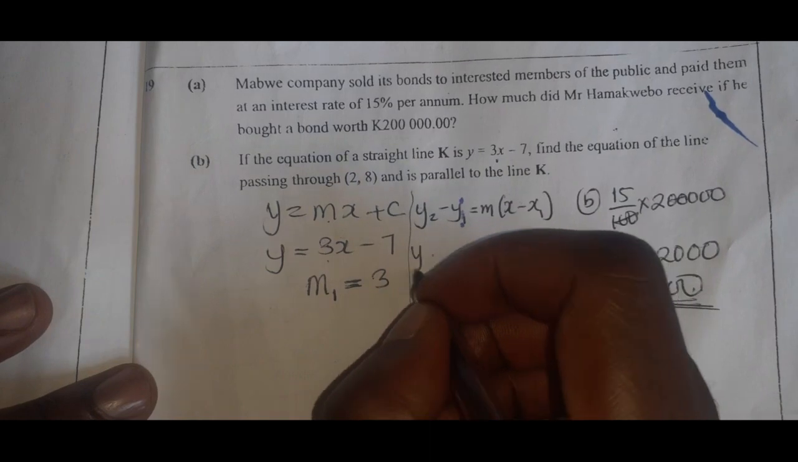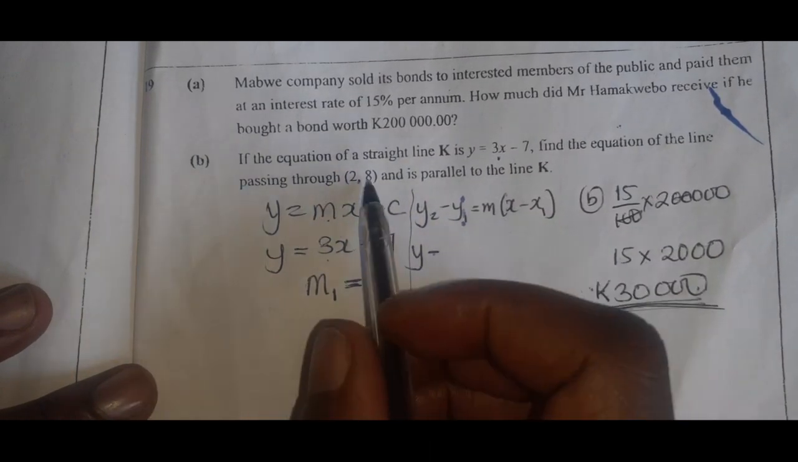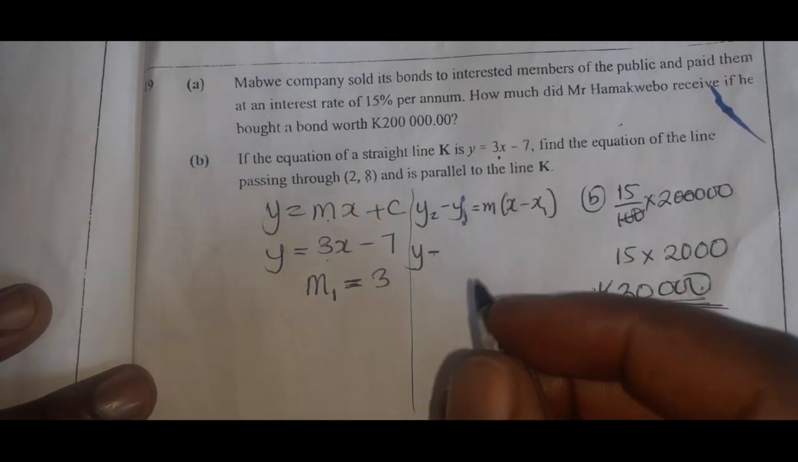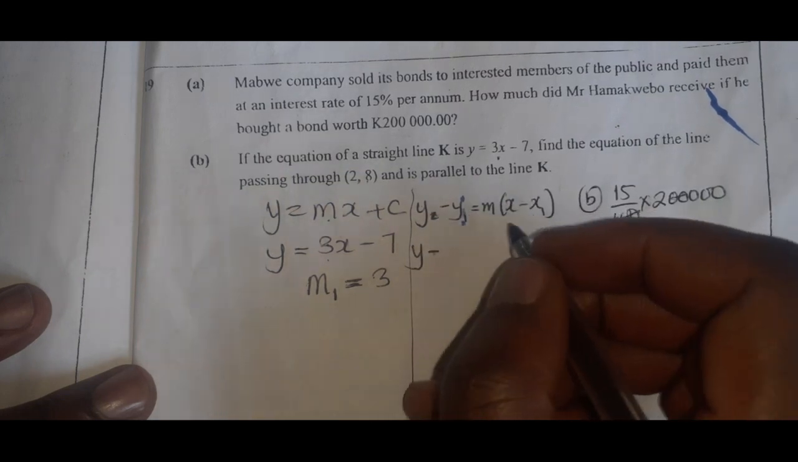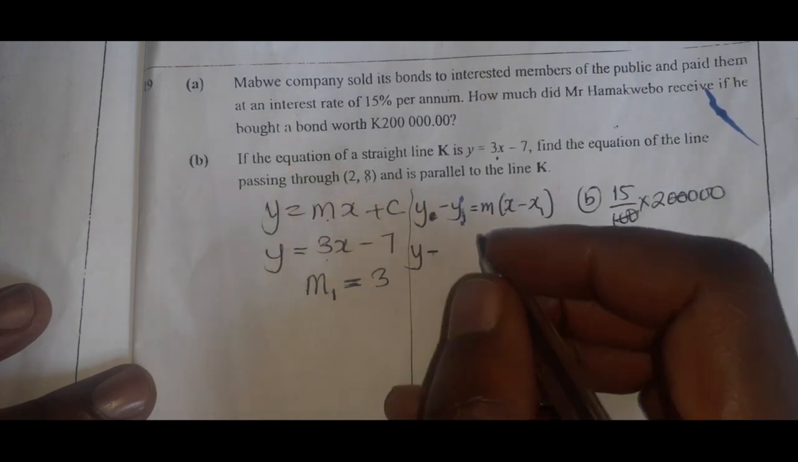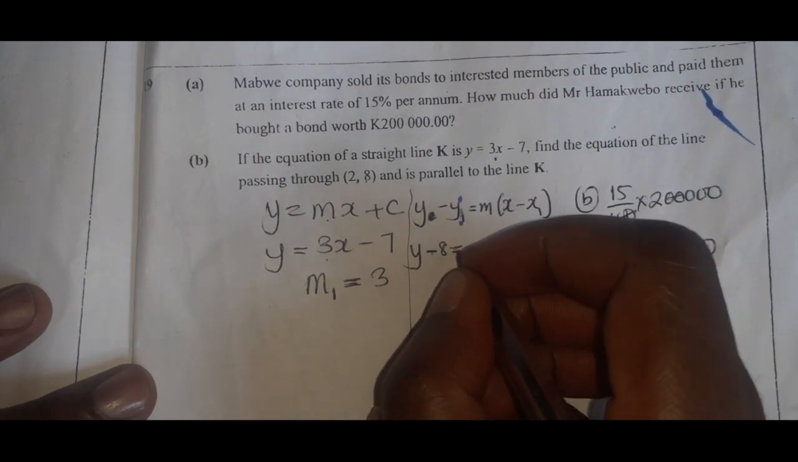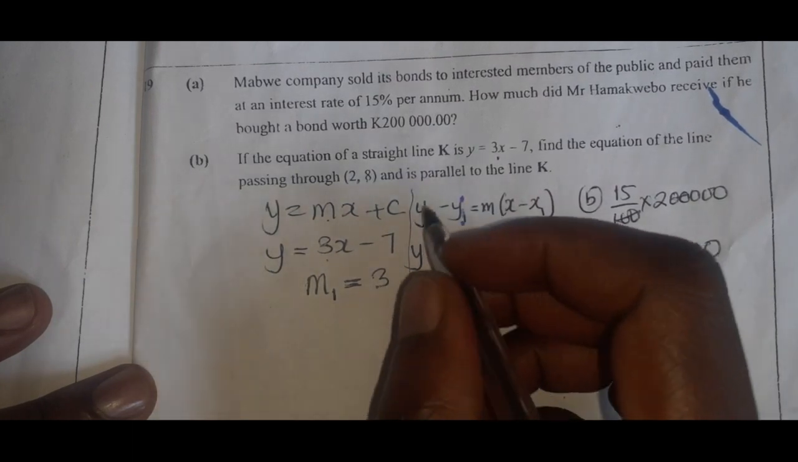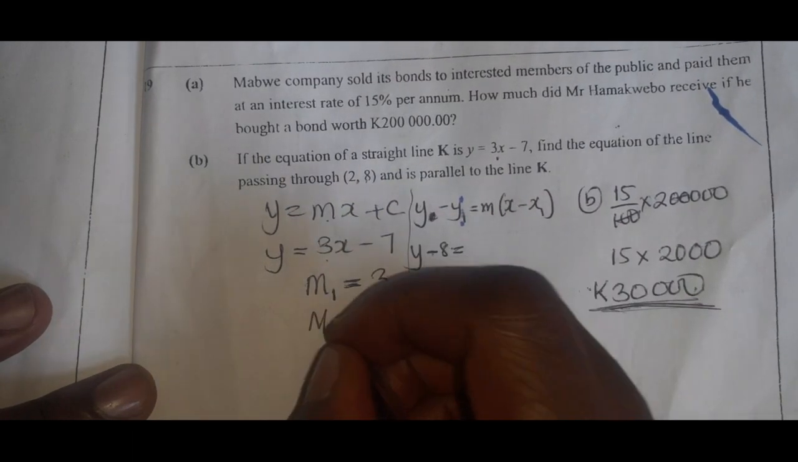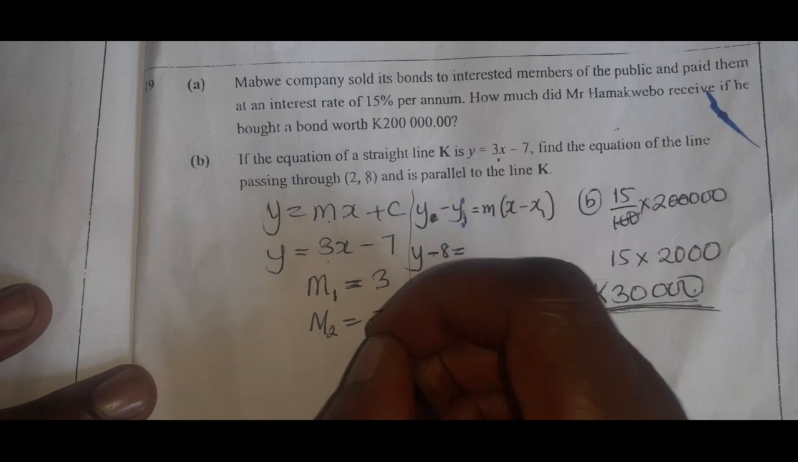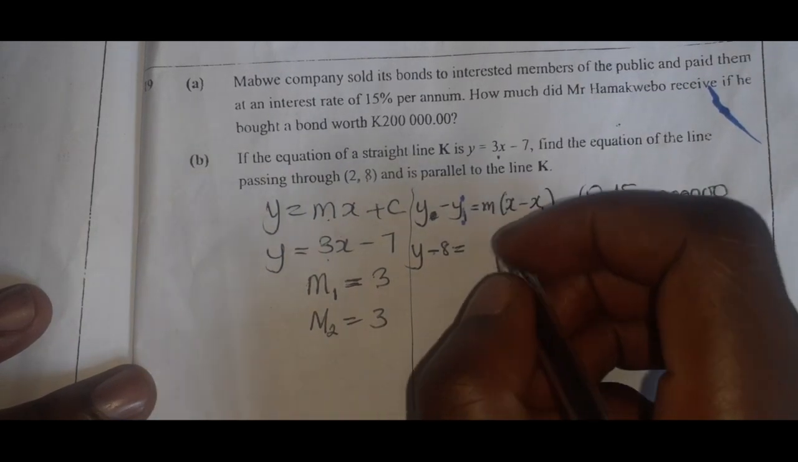So say y minus this y coordinate. What is it? This is just y here. This is just y. It's 8. It's equal to the gradient. When two lines are parallel, their gradients are the same. So m1 is equal to m2.